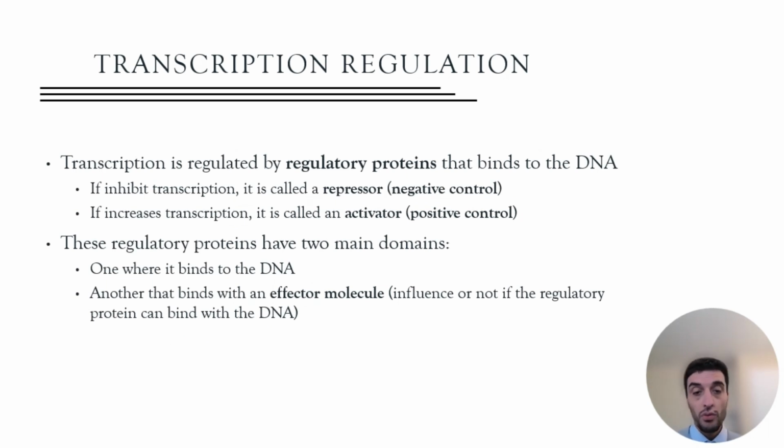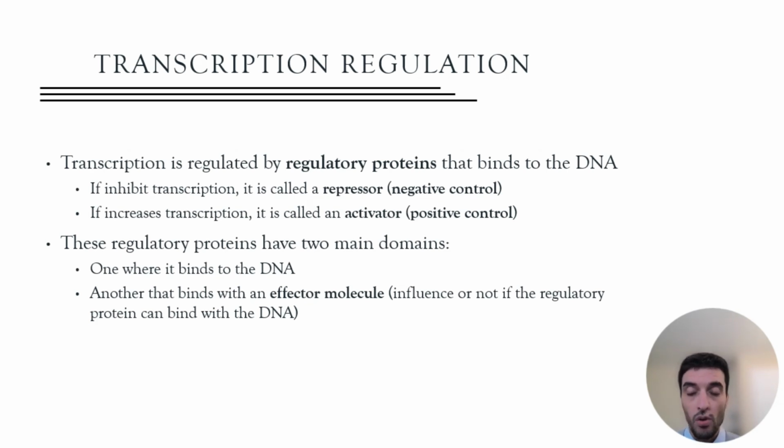So if transcription is regulated by a regulatory protein that binds to DNA and increases the transcription, we call this regulatory protein an activator, and we call this regulation positive control. While if this protein inhibits the transcription, we call it a repressor protein or repressor regulatory protein. In that way, you're going to have what's called negative control. Okay.